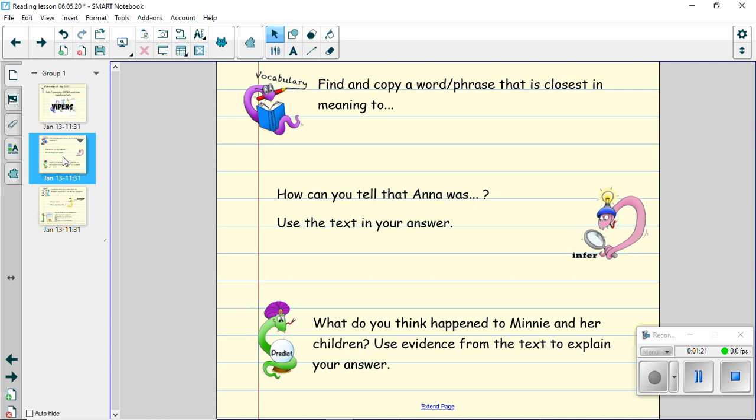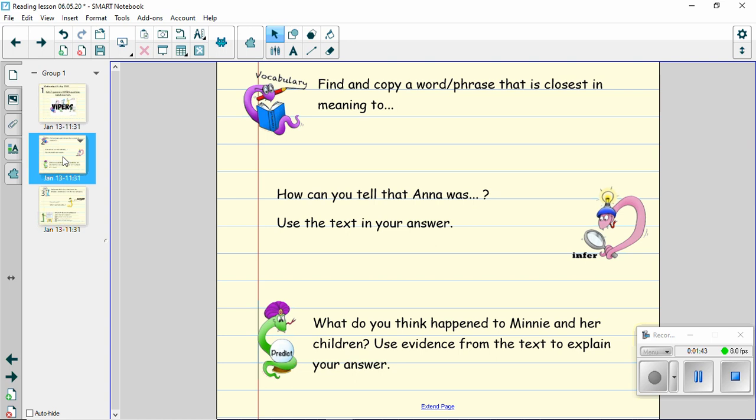Okay, so for the vocab question, you might put something like, find and copy a word or phrase that is closest in meaning to, and I might choose one of the words from yesterday. So my question might be, find and copy a word which is closest in meaning to the back of the ship. And using the word from yesterday, I know the word will be stern.